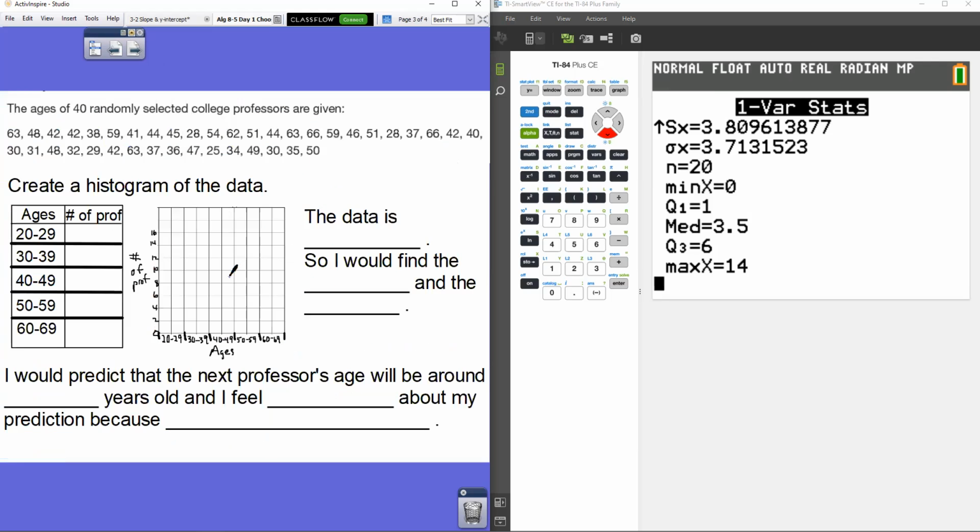In the next one, we're taking a look at a histogram. In this histogram, we have 40 randomly selected college professors and their ages. So we need to make our table right here first. What I would do for this is look and see how many numbers are in between 20 and 29. So when I'm scanning through my list, I have 1, 2, 3, and I must have missed one.